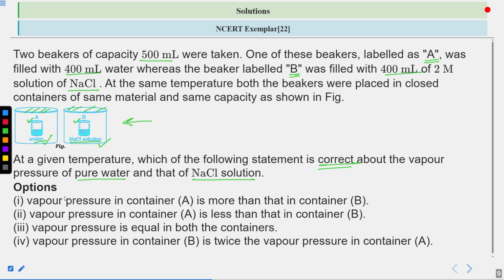Now, about this pure water and this sodium chloride solution at the given temperature, which statement will be the correct statement as per the given options? The options are: vapor pressure in the container A is more than that in the container B; vapor pressure in the container A is less than that in the container B; vapor pressure is equal in both the containers; or vapor pressure in the container B is twice the vapor pressure in the container A. So you have some time to go through it. After that, we will continue to its correct answer.